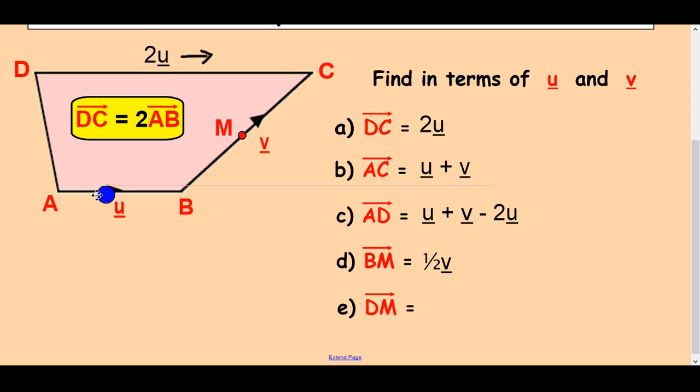Right, one more to go. We've got from D to M. Now there's two routes to go there. You could either go D to A and A to B, and you could use this route here, which is a bit more complicated. I would probably just go from D to C and C to M. That's probably the easiest route. I always pick the easiest one. So from D to C is 2U, and then we're going backwards along here because the V is in this direction, so we're going a half again, but backwards, so it's take away a half of V. Okay, that's an alternative way to write out vector journeys.